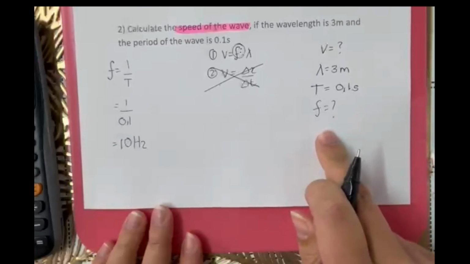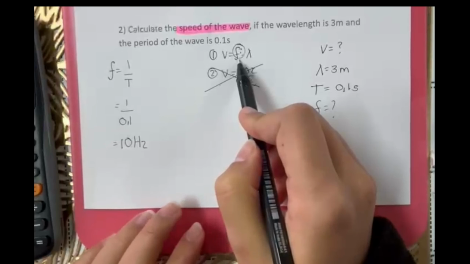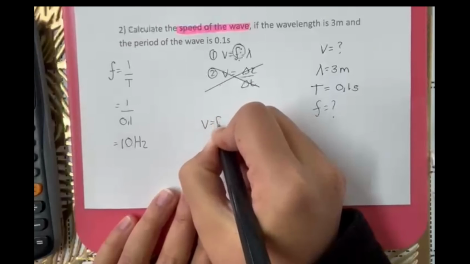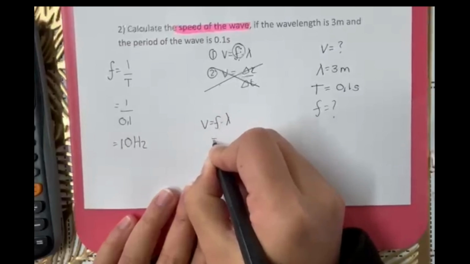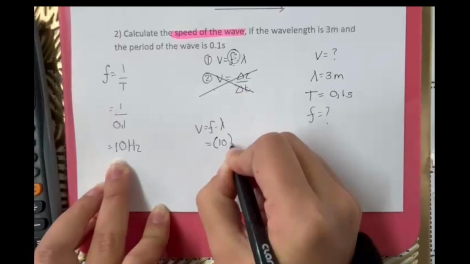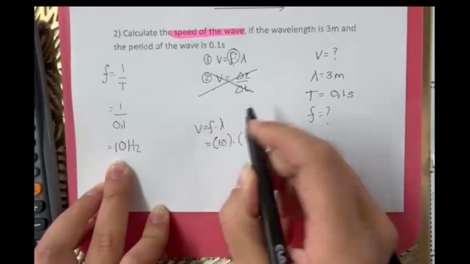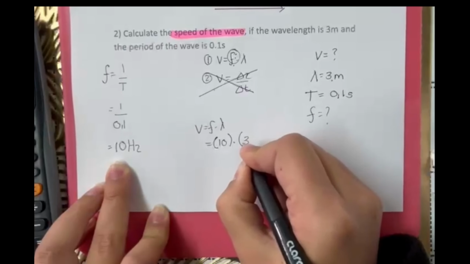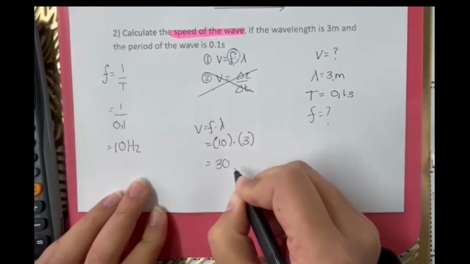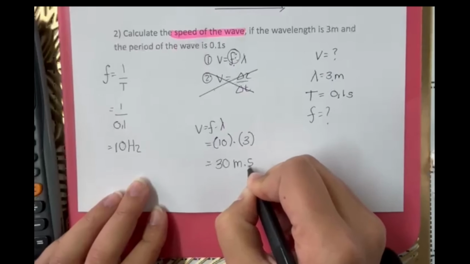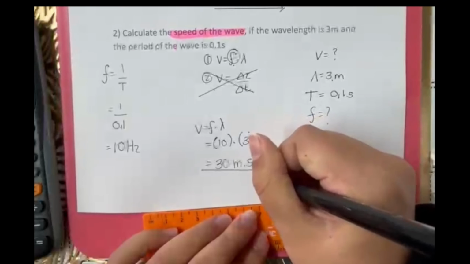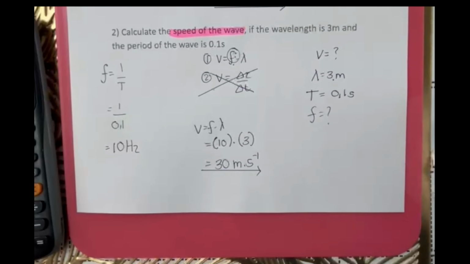Now we do have frequency, so then we can jump into this equation to calculate our speed. So then we go to V is equal to frequency times wavelength, which is going to be this 10. Remember your brackets. 10 times the wavelength, which is 3 meters. I do the calculation and you will get 30 meters per second. And there you have it. There's your answer. Let's quickly look at the third example.